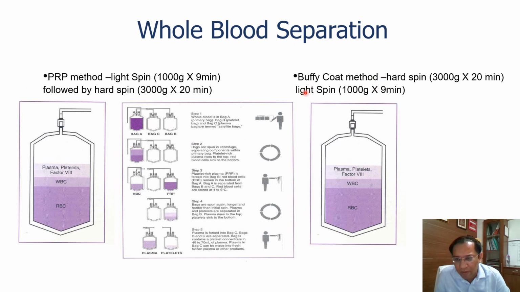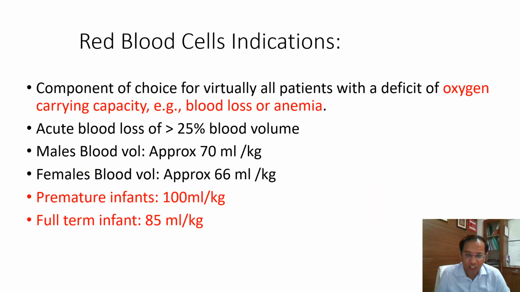On the other hand, in the buffy coat method, you start with a hard spin, that is the greater centrifugation force, followed by a light spin. In this hard spin, there will be a buffy coat formation, and from the buffy coat you can derive platelets. The red cell and the plasma go in the first spin itself. Which is better? We all know the buffy coat method is a good method of separation, essentially because it also provides 1 log leukoreduction.